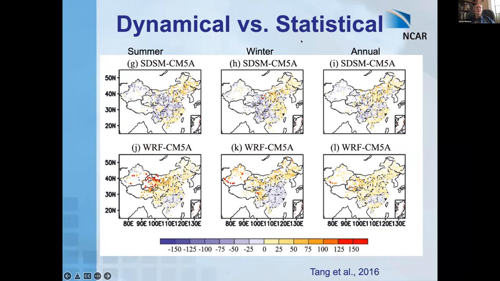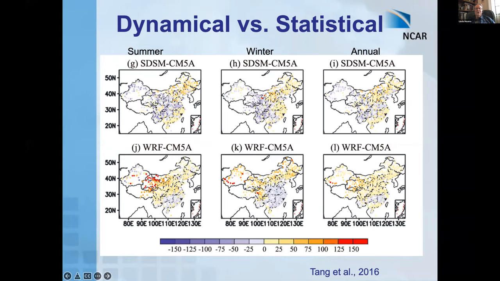So I just want to show you a study that does a comparison of dynamical versus statistical. This is a great study done in China by Tang and colleagues. This is a standard statistical downscaling method up here for the summer. This is a change in temperature, and a change in precipitation, using a regional model and a statistical downscaling approach. Essentially the point here is that you see opposite results in the western part of China. You see increases in the dynamical and decreases in the statistical. And why is that? We're still working on this problem.